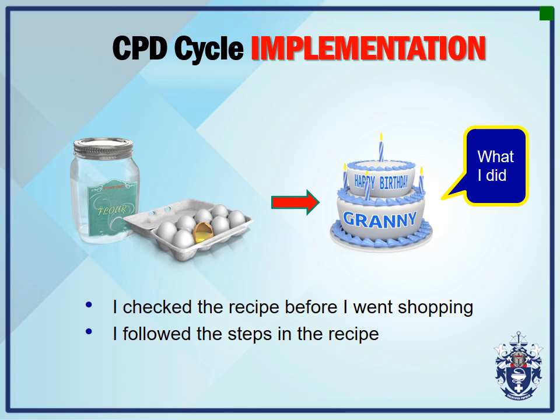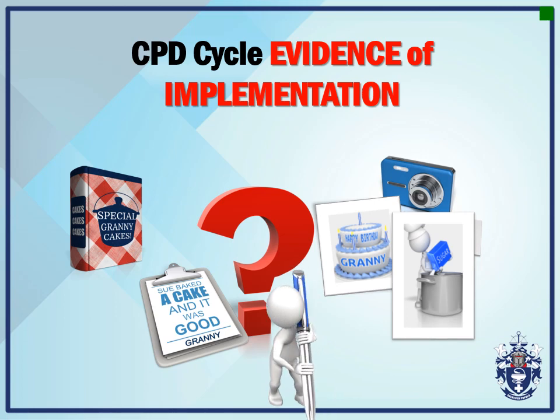The next phase in the CPD cycle is your implementation. So here you would have a look at your ingredients. So what did you do? You checked the recipe before you went shopping and made sure that you followed all of the steps in the recipe. What evidence would you provide in terms of implementation? You would definitely provide a picture of the cake that you baked and make sure that you annotate the picture.